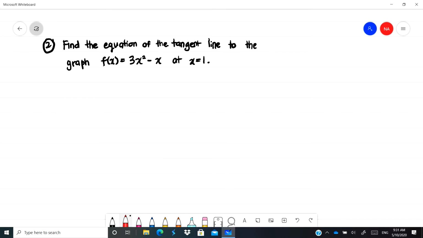We know that if we want to find the equation of the tangent line, you should start with y equal to mx plus c. The strategy is to find the m first. How to find the m? m is given by dy over dx, in this case f prime of x. So write f of x first.